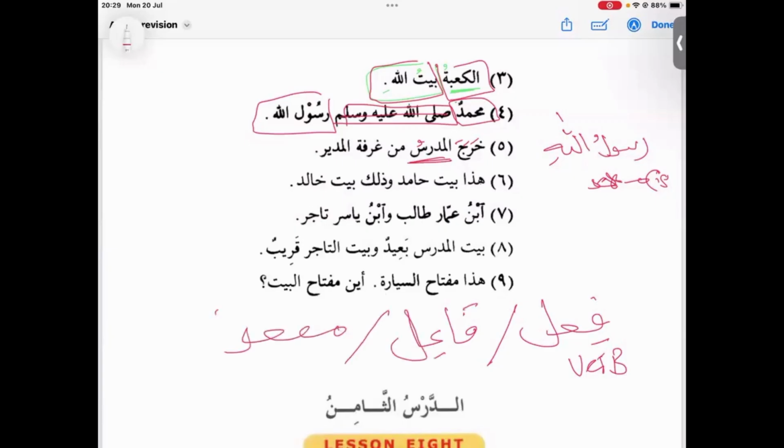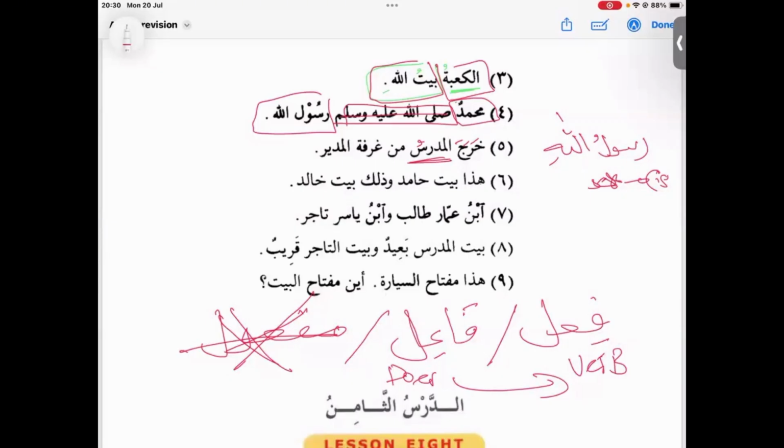So the maf'ul part, forget about that now. We're not doing that one. Fa'il is the person. We translate it as the doer of the act. The doer of the action. Fi'al is a verb. It's an action. So if you say kharaj al-mudarrisu, who is the fa'il of that sentence? Yes. Al-mudarrisu. So what do you translate first? Al-mudarrisu. The teacher kharaja left min ghurfati al-mudiri.